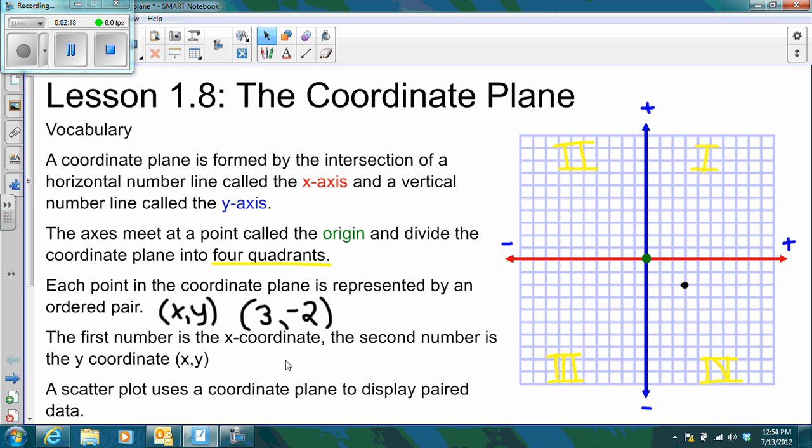So this is just reiterating. The first number is the x-coordinate, the second number is the y-coordinate, and a scatter plot uses a coordinate plane to display paired data. So we'll do an example of that towards the end of this lecture.